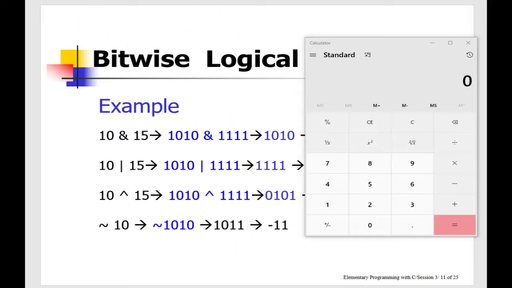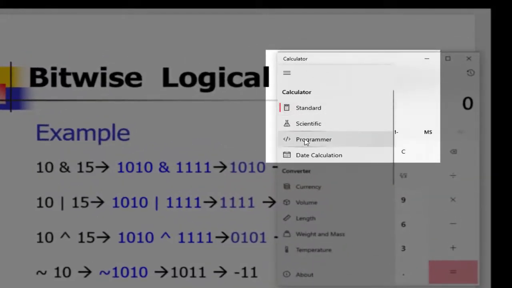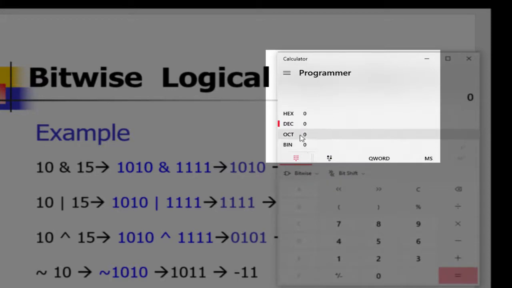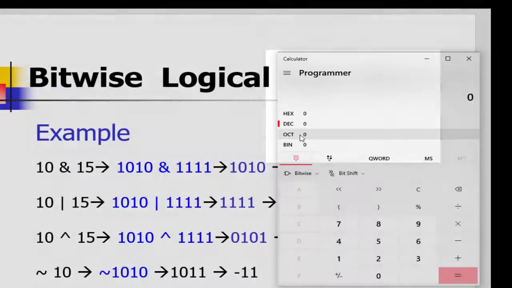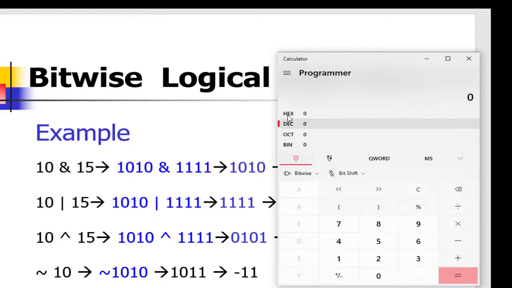Now, once the calculator opens, you can switch to the programmer calculator by clicking on the menu, then you select programmer, and this opens for you the programmer calculator. And from here, you can see we have the various numbering systems. We have hexadecimal, decimal, octal, and binary.